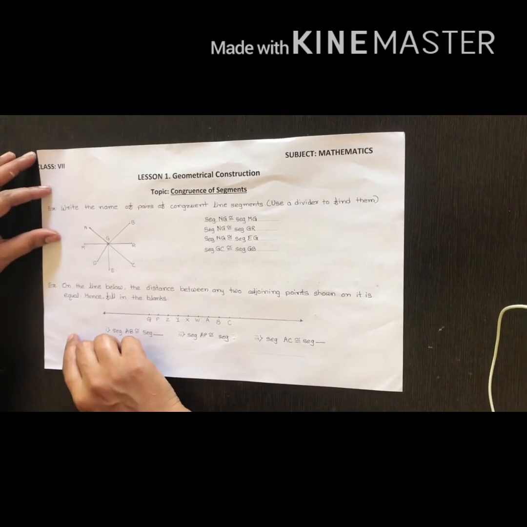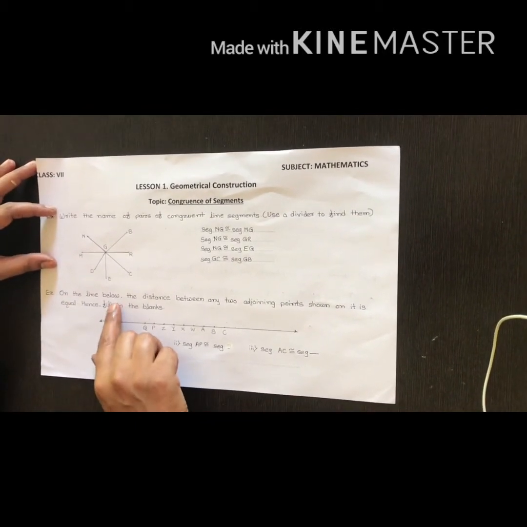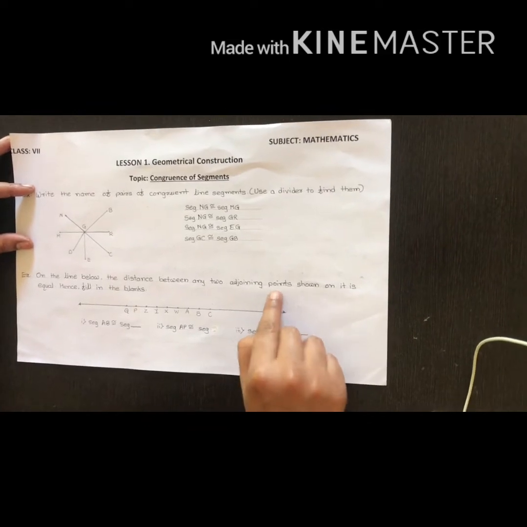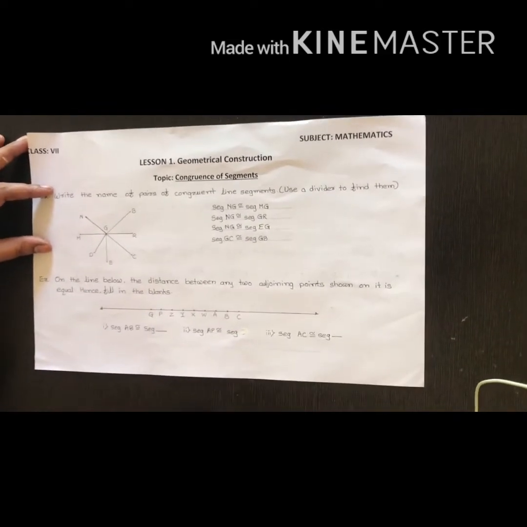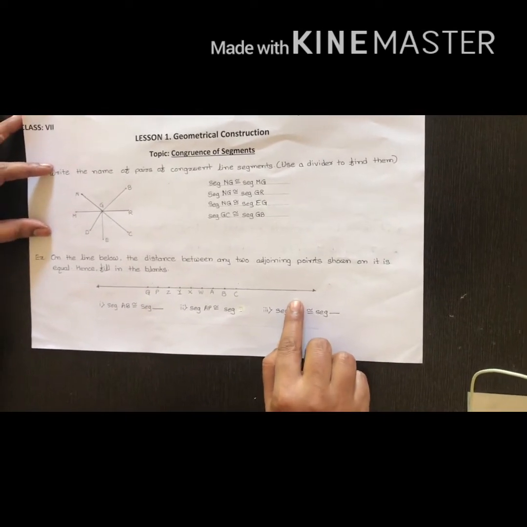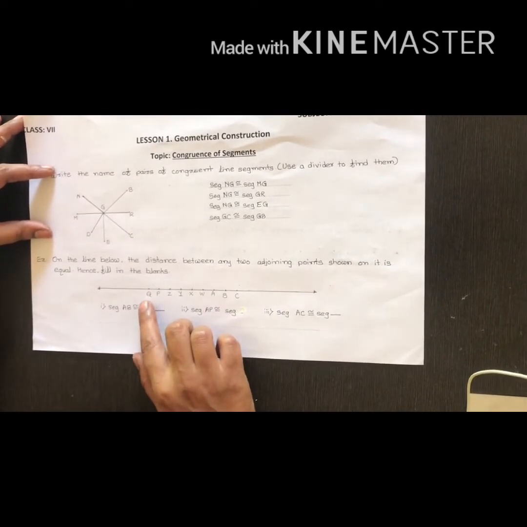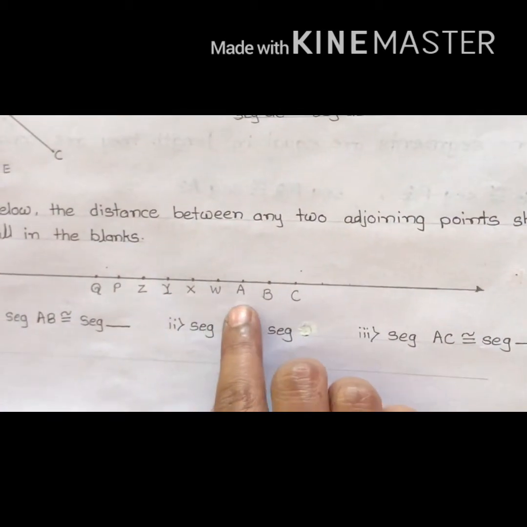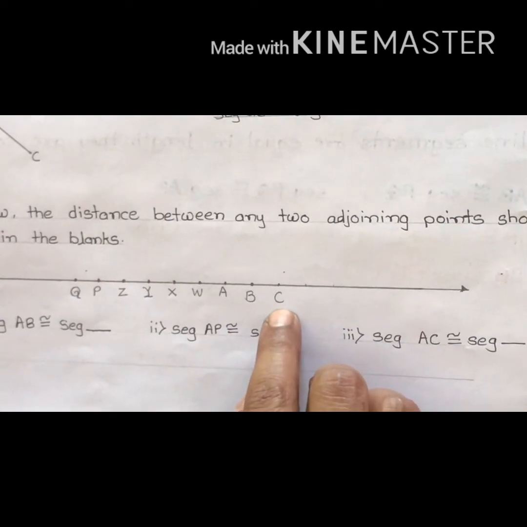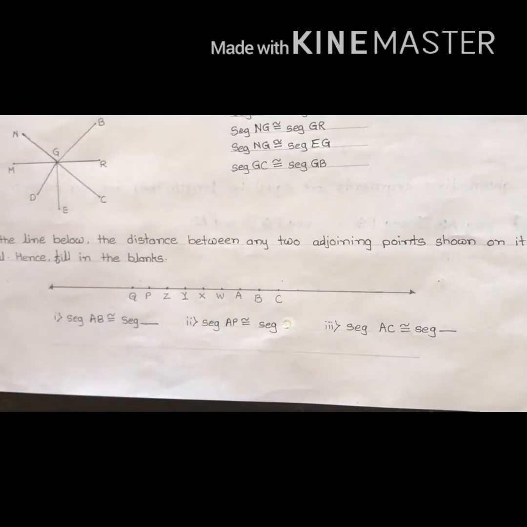Now we will see the next example. On the line below, the distance between any two adjoining points shown on it is equal. Hence, fill in the blanks. Here you can see on the line some points are there: point Q, point P, point Z, point Y, point X, point W, point A, point B and point C. They are all at equal distance.